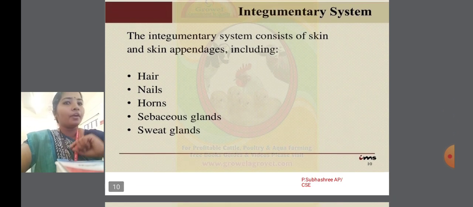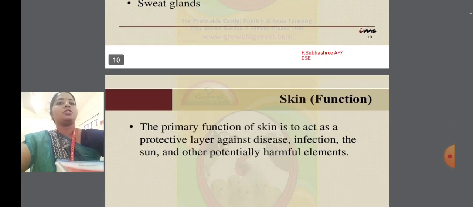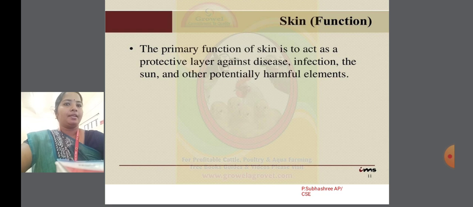The integumentary system consists of skin and skin appendages. Skin appendages include hairs, nails, horns, sebaceous glands and sweat glands. What is the function of the skin? The primary function of the skin is to act as a protective layer against disease. It is used to protect us against infection, the sun and other potentially harmful elements.